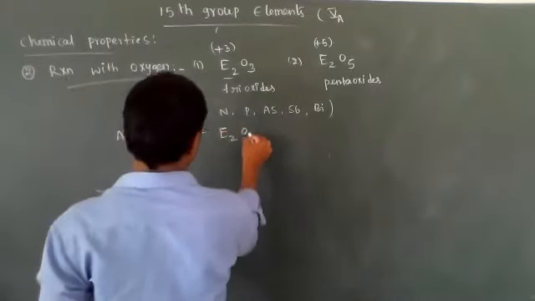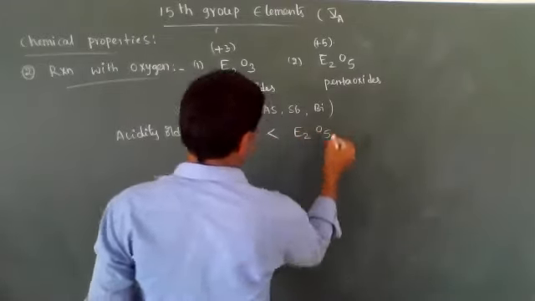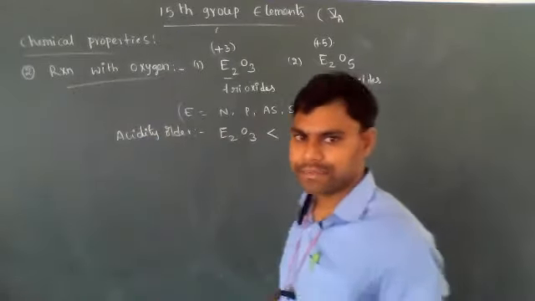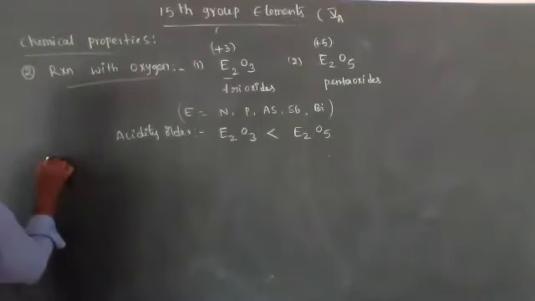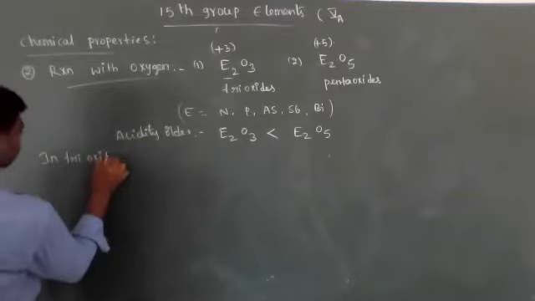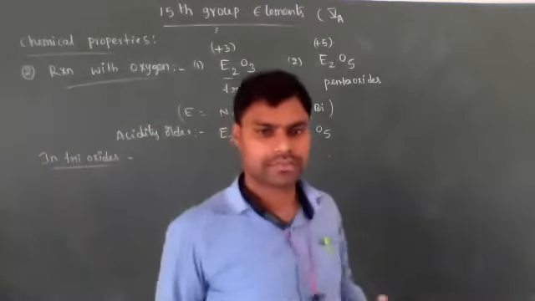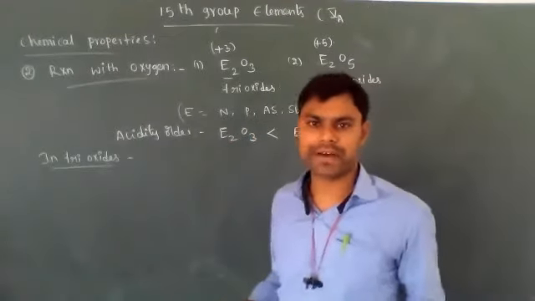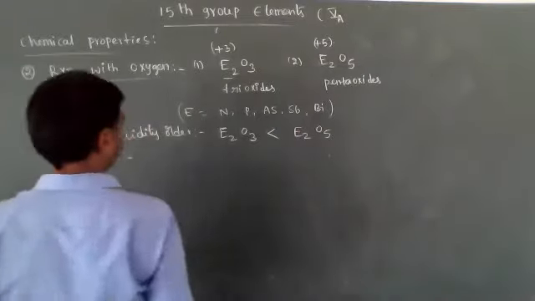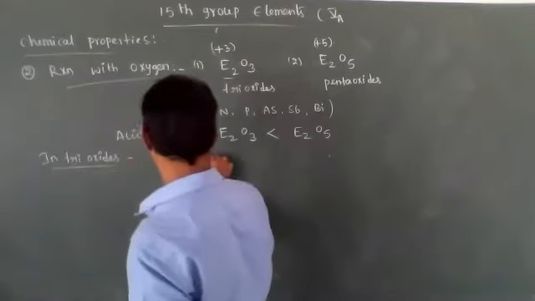So pentoxides are more acidic when compared to trioxides. Let's see trioxides. Trioxide acidic nature: in a group from top to bottom, what happens? The atomic size increases, then the acidic strength decreases. For example, nitrogen N2O3 is more acidic.